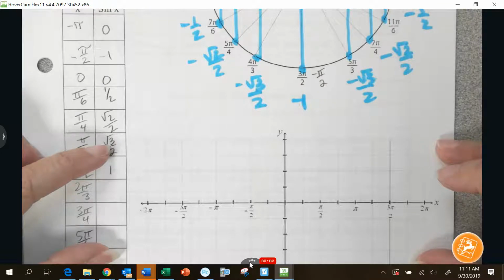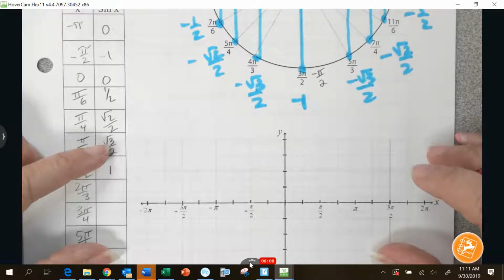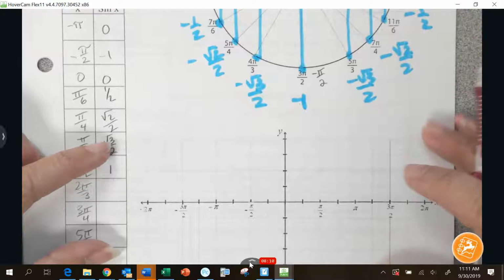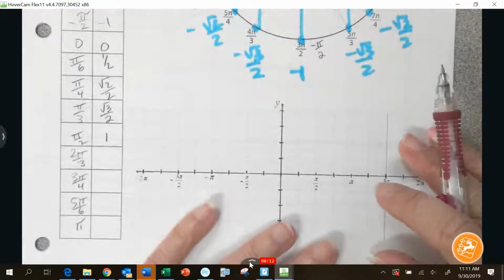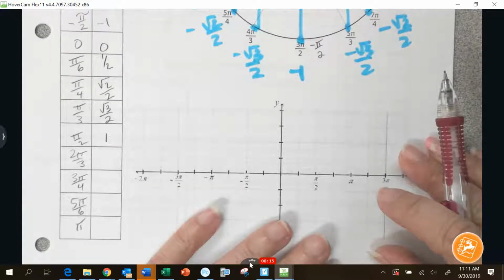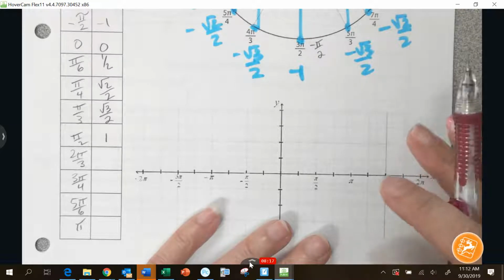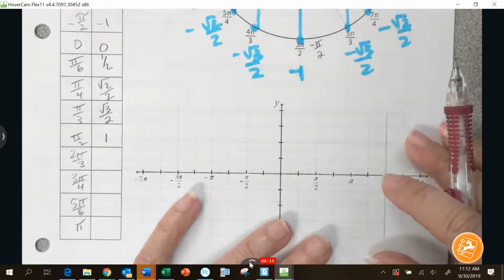Okay? Because now that you're in pre-calc, it's not okay to just work ahead and get it done. What you need to do is understand it. Okay? I'm going to graph my points here, and then I'm going to put some vocabulary words on this front page that aren't there.